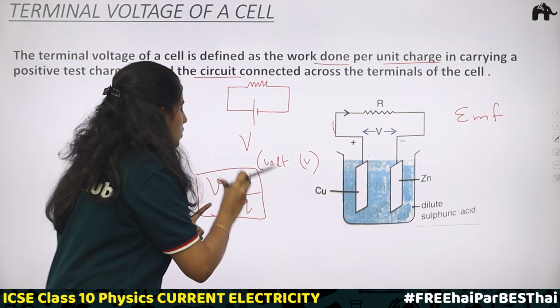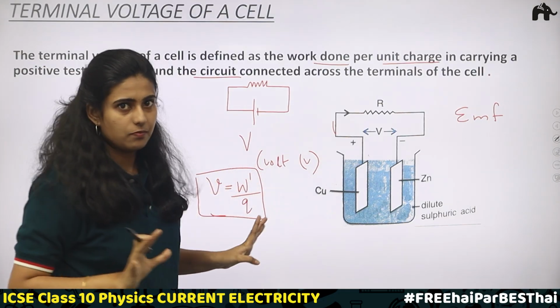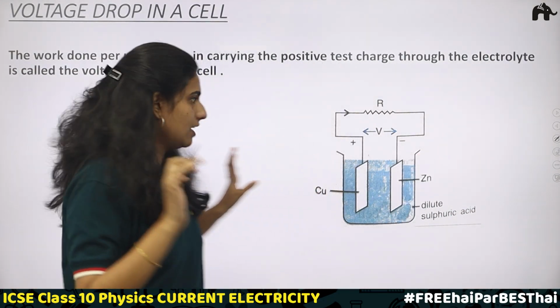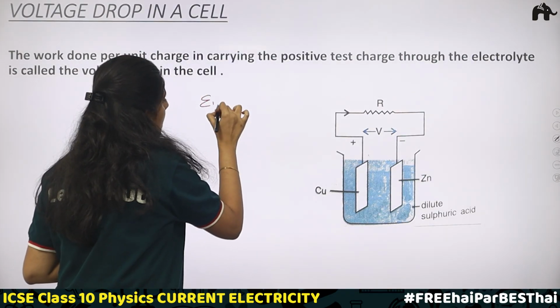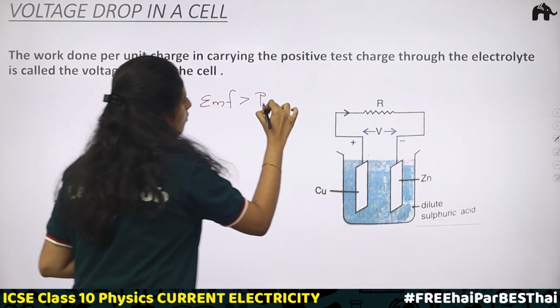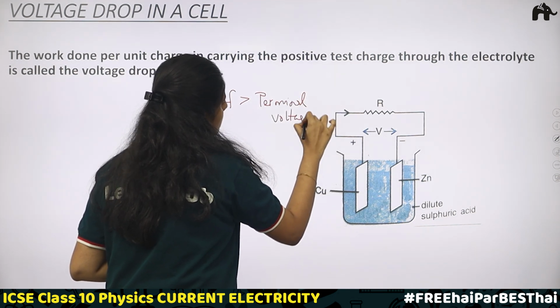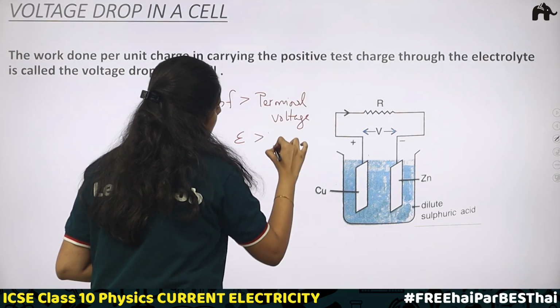Here we will be considering only the movement of charges outside the cell. Clear? Voltage drop in a cell. We have studied about EMF and terminal voltage. One thing that we can understand is that EMF is greater than terminal voltage. What is the reason? Why is EMF greater than terminal voltage?